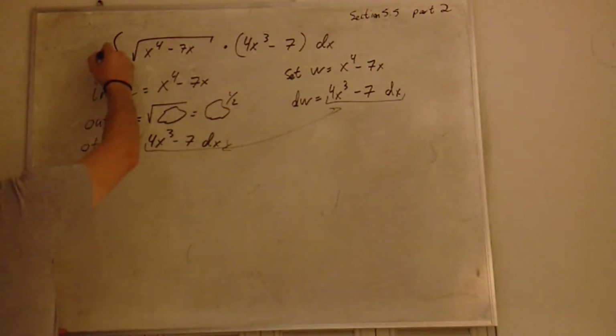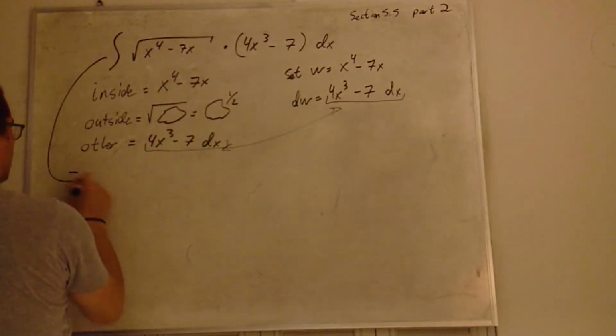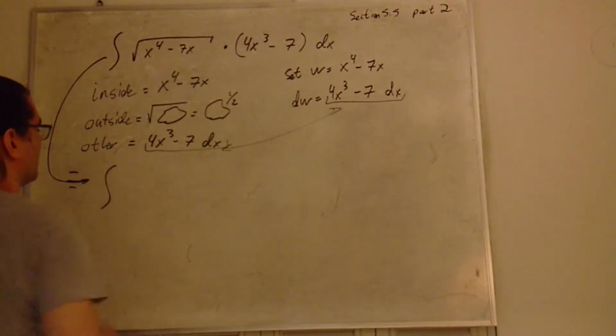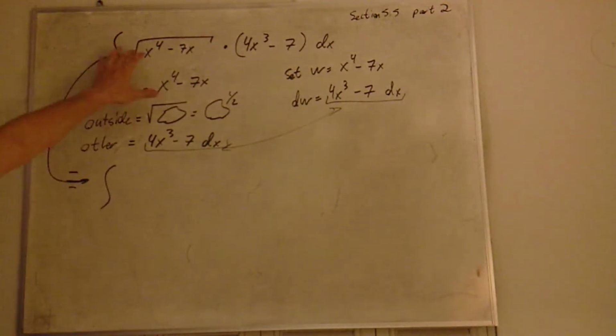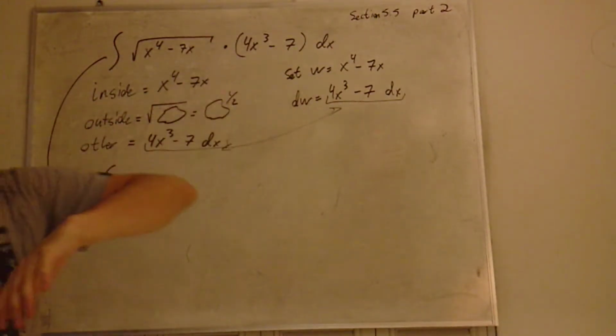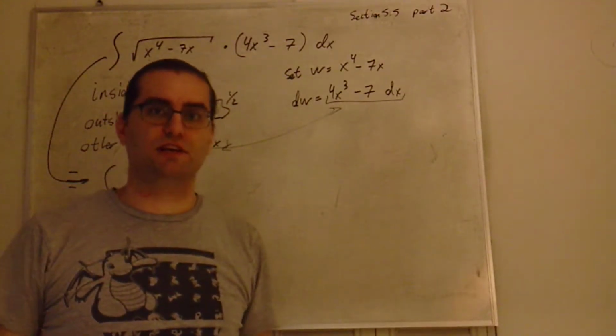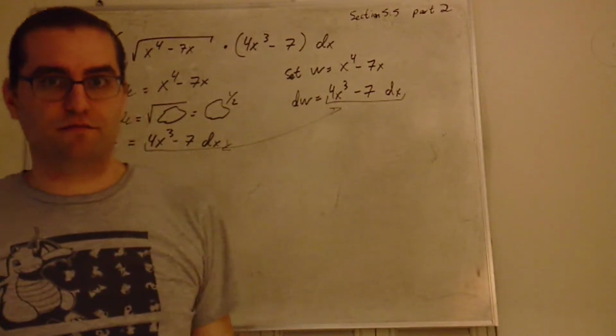We're going to rewrite this. This equals the integral. I'm going to rewrite the integral without any x's. That's the goal. I need to completely extract all of the x's from this thing so that there's nothing left but w's.